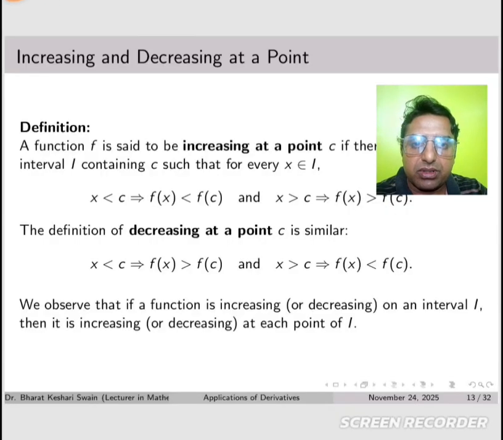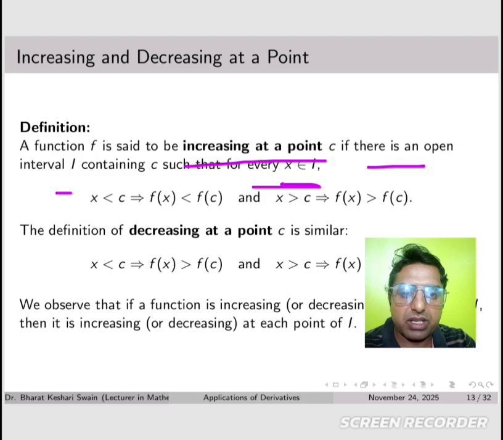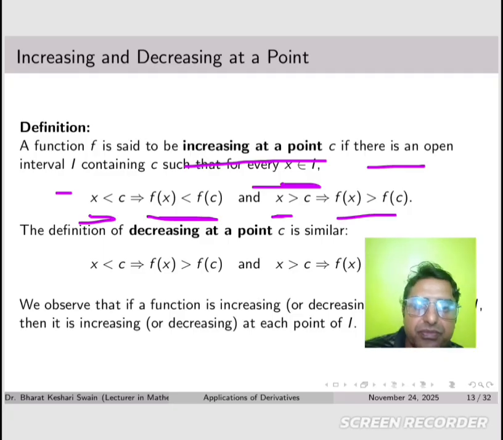Now come to another definition. A function f is said to be increasing at a point c, if there is an open interval I containing c such that for every x belongs to I, x less than c implies f(x) less than f(c), and x greater than c implies f(x) greater than f(c).